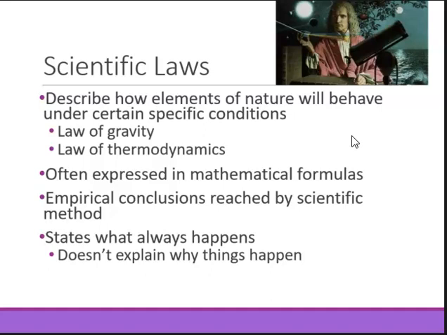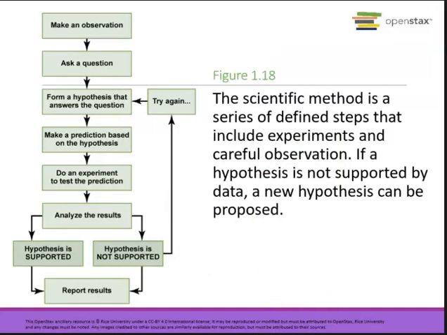Scientific laws are different from scientific theory in that they state what always happens. If we drop an apple, it will always fall to the ground. It doesn't explain why things happen, it just explains what always happens. And this is through proven testing over and over. We have consistent results over and over.